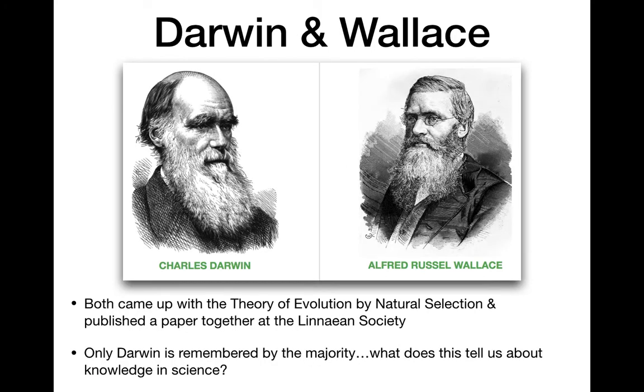Okay, so we look here, there again, Darwin and Wallace, both of them came up with the theory of evolution by natural selection, and they published a single paper together at the Linnaean Society. But in society today, we only remember Darwin. He's the main one we remember. So I want you to take a minute, pause the video, and think about, what does this tell us about the way knowledge is shared and passed on in science?